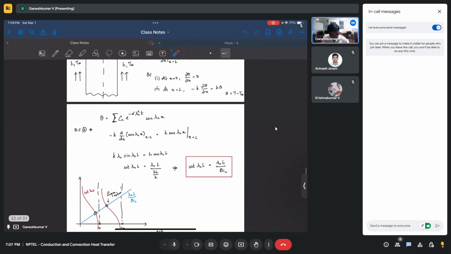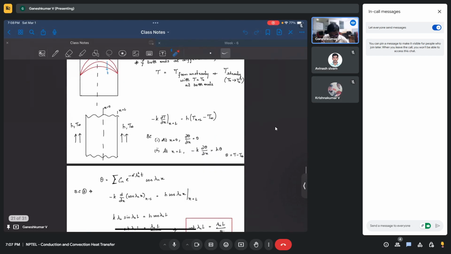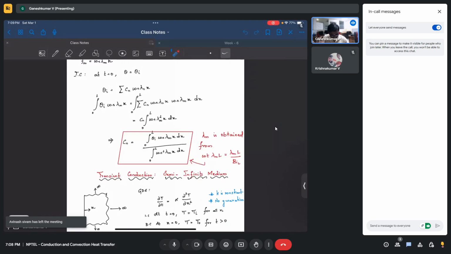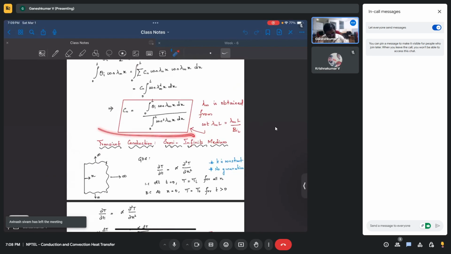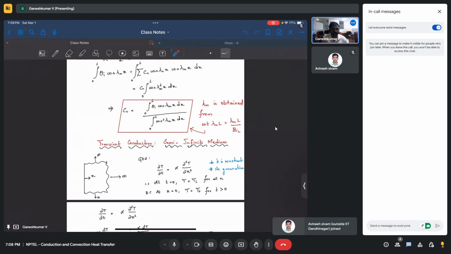And we extended it for different analyses. Let's say that instead of a specified temperature boundary condition, you have a convective boundary condition. What would happen? It finally ended up with a similar solution, but the eigenvalues are a little bit different. The eigenvalue equation is now a transcendental equation which you solve to find lambda m. Once you find lambda m, you use it here to find the constant. Once you find the constant, you can find the entire solution field.